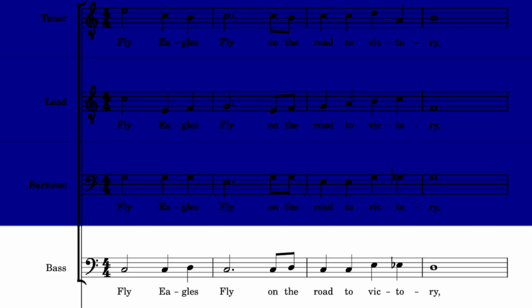Victory. You just heard the bass part. It's the lowest voice part. What is this voice part?